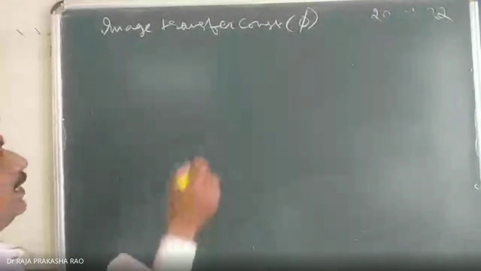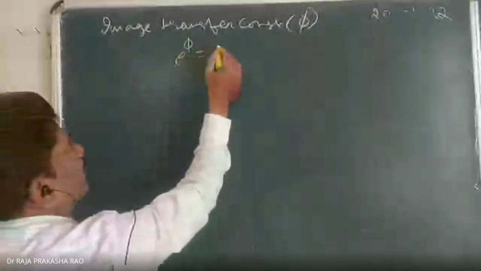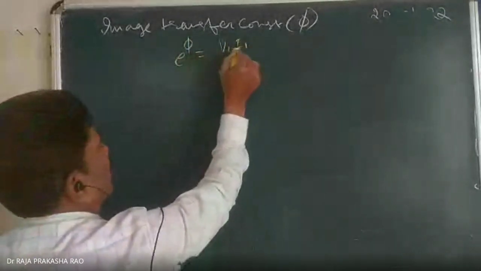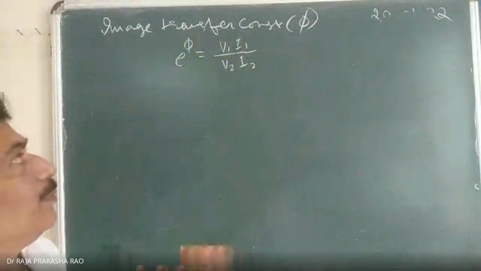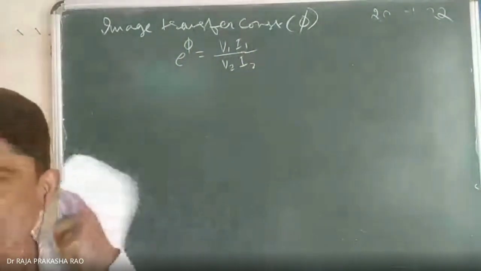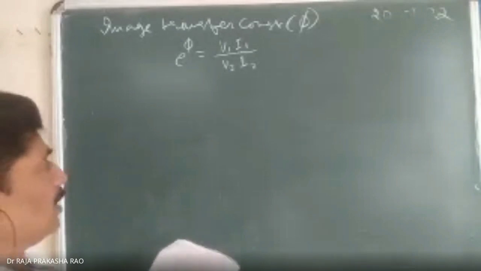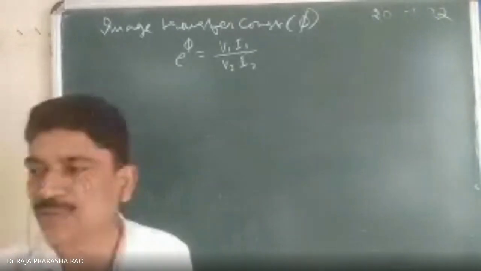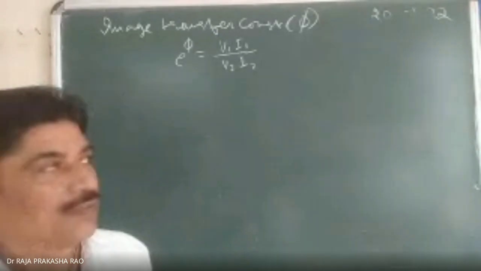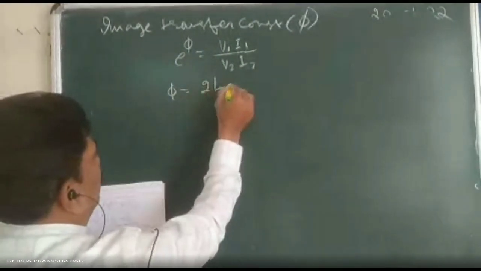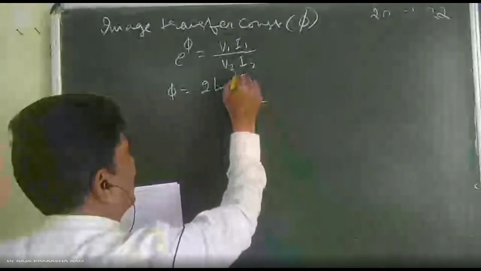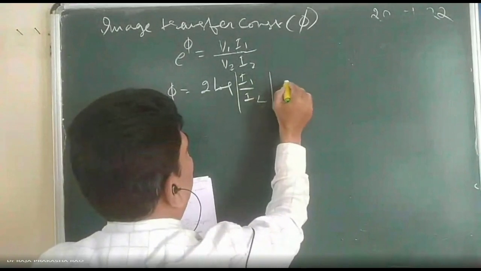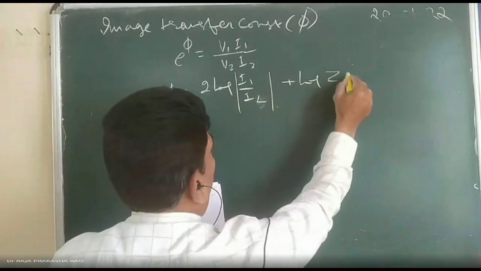The image transfer constant, already discussed, is equal to e power, and it is equal to v1 i1 by v2 i2 volt amperes. You cannot say it has a power measured in volt amperes. We are ignoring the power factor here, cos phi. But v1 by i1 is equal to ZI1 and v2 by i2 is equal to ZI2. So finally, phi, as I have already derived, is equal to 2 log I1 by I2, I1 by IL, where IL is the current flowing through the load, that is ZI2, plus log ZI1 by ZI2.